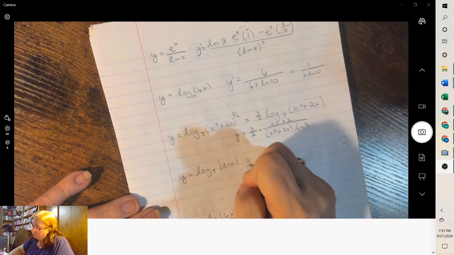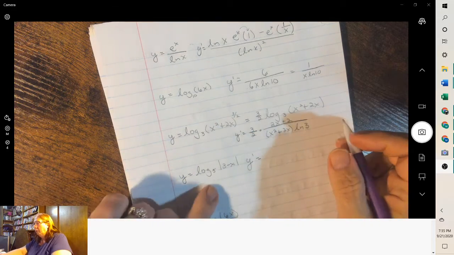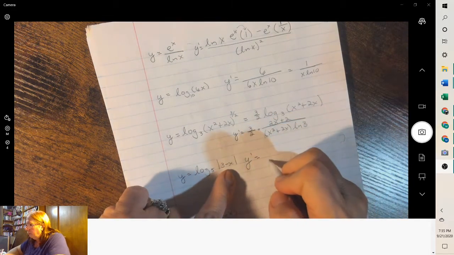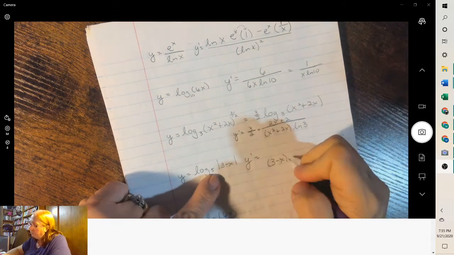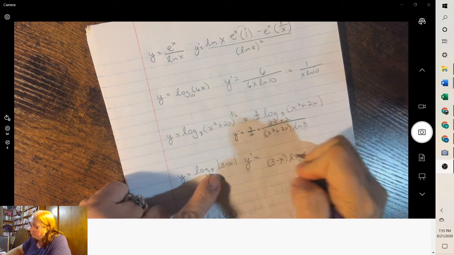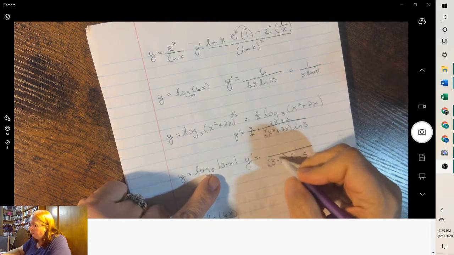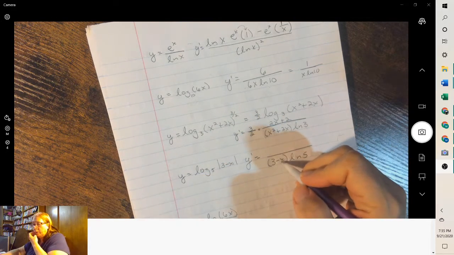One more. So this one, the inside, 3 minus x times the natural log of 5 over the derivative of what was inside, which is just a negative 1.